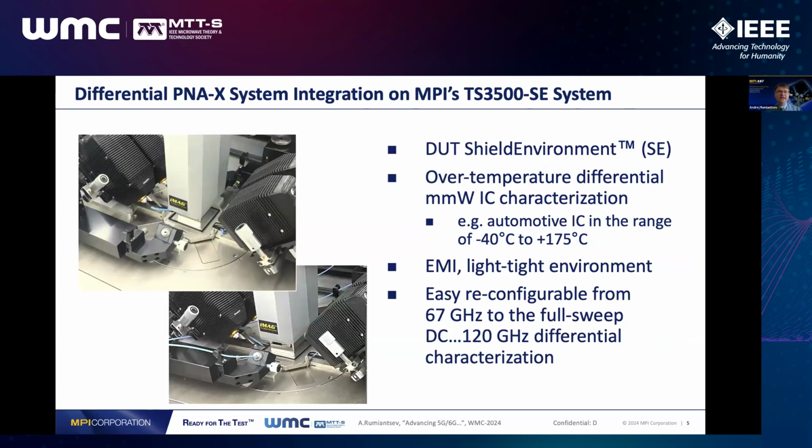is enormous. Another example is how we can configure such a system for doing differential measurements, which can be split into different frequency bands like baseband from almost 0 up to 67 gigahertz, and at its full speed, full sweep, DC to 120 gigahertz, with the full differential characterization of modern integrated circuits. And these types of measurements can be done in a fully shielded environment with EMI and light-tight protection of the device under test, at the full temperature range of minus 40 up to 175 degrees C, which is limited not by the system itself, but by the RF probe temperature range. So, we will get to this point a little bit later today.